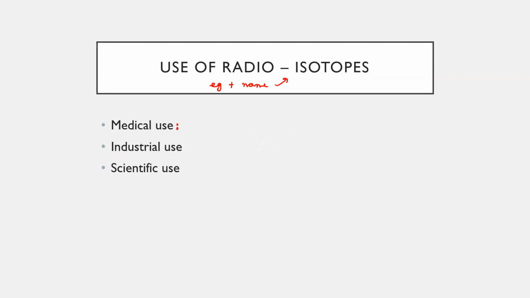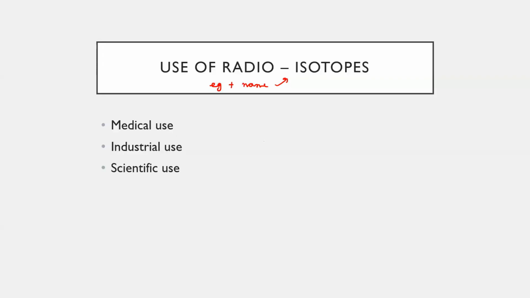Also, you may have heard that there are ways in which the age of fossils can be determined. That is done using a radioactive isotope of carbon, carbon-14. That is used in a process to determine the age of the fossil, and that is called carbon dating. So I repeat again, along with the uses of radioactive isotopes, you have to write the name of the isotope as well. Okay, moving to the next.